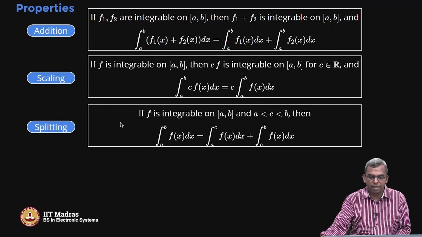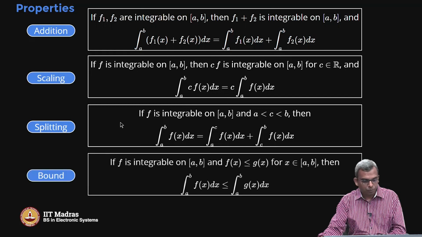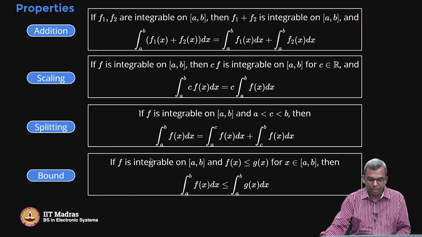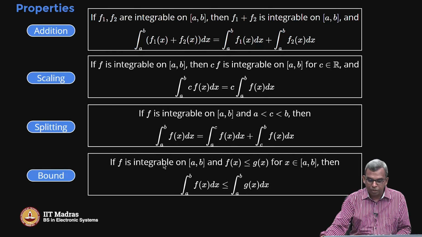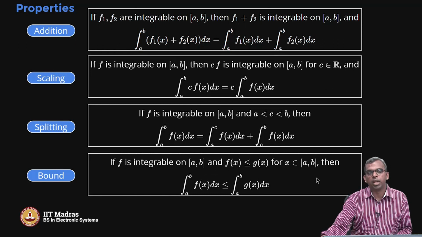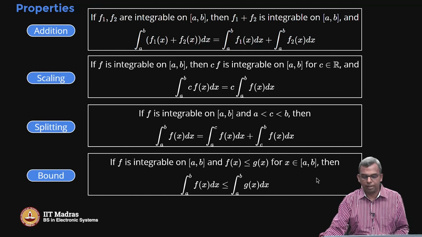So these three properties are nice, and the final property we will see is the bound property. f and g are integrable. You need f and g to be integrable here; I missed the g here. f and g are integrable, and f of x is less than or equal to g of x. Then the integral of f of x will be less than or equal to the integral of g of x. So this is also a property that will be true. This is useful sometimes when you want to quickly bound an integral without finding the exact value.